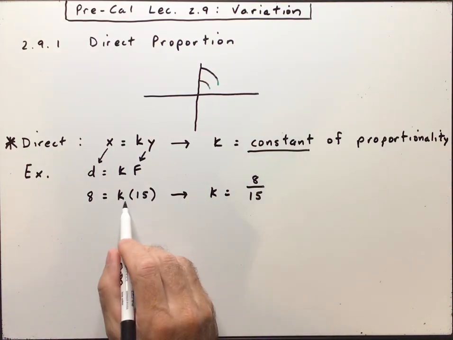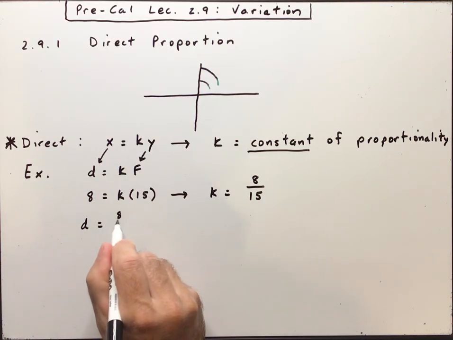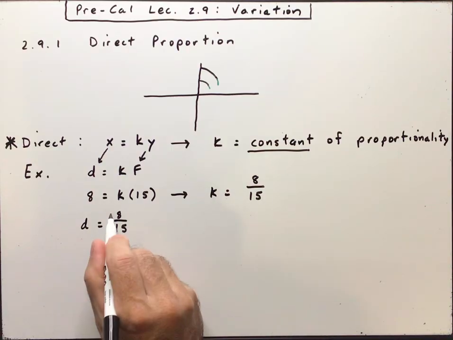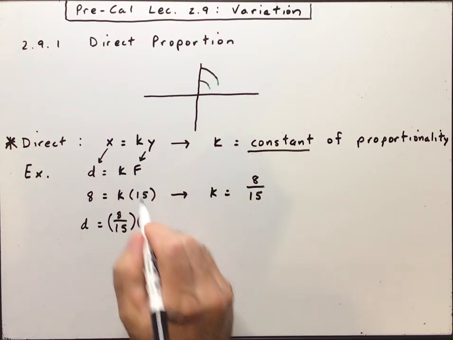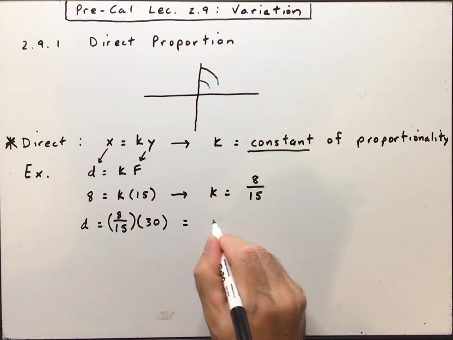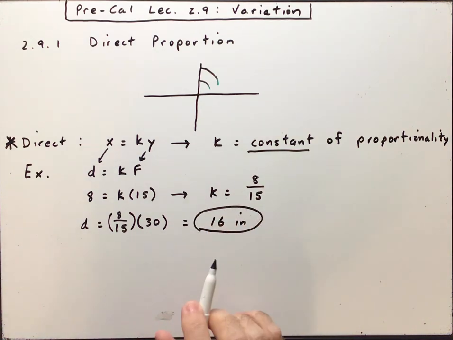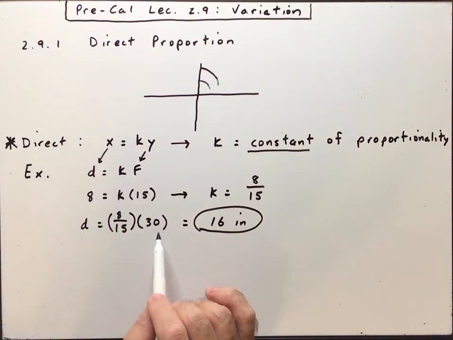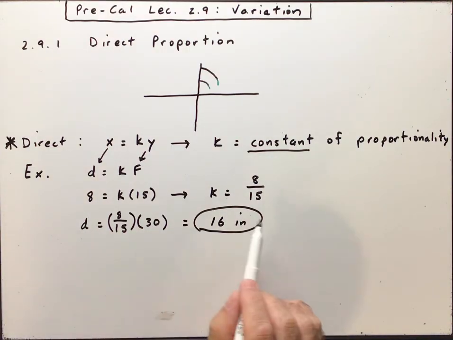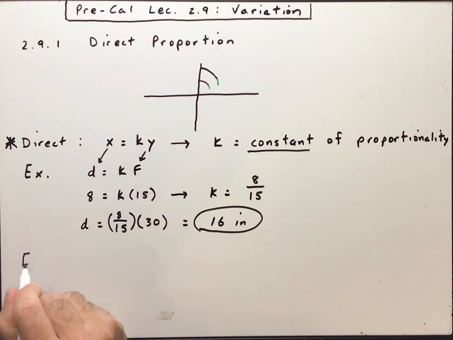Okay, so we know that the distance is equal to k, which is 8 over 15. We just found that out. And the force is 30. So the distance would be 16 inches. Now you might could have done that in your head because you figure, okay, you double the force, you must double the stretch. Well, this is the math and how that works out. Sometimes you wouldn't be able to do it in your head like that. Okay, so let's try another one.